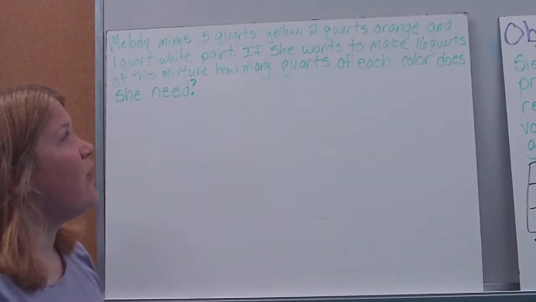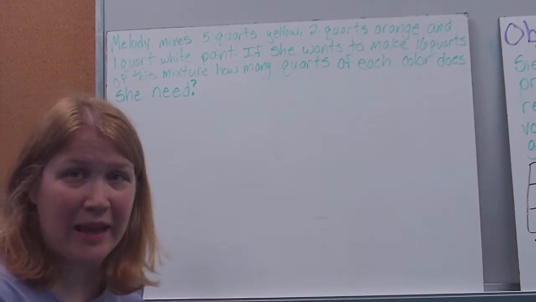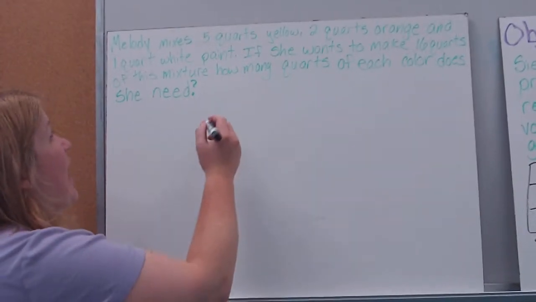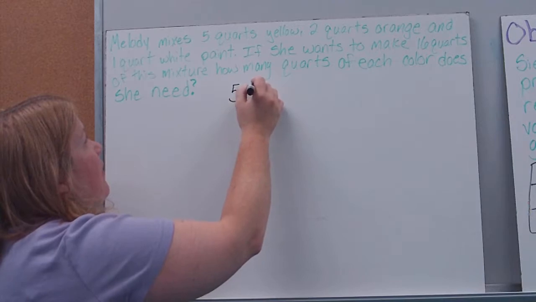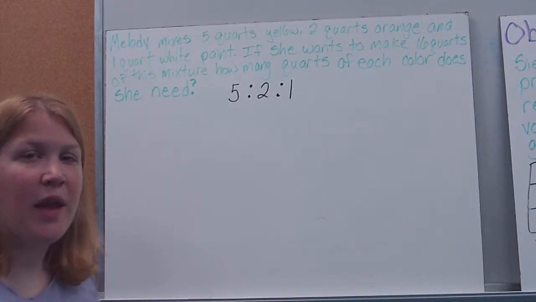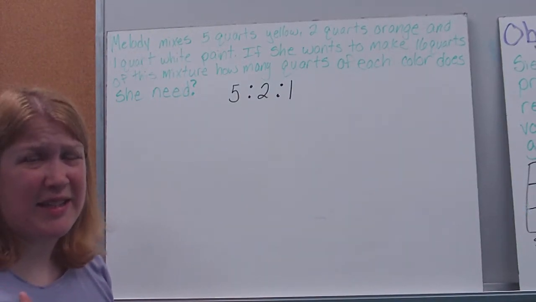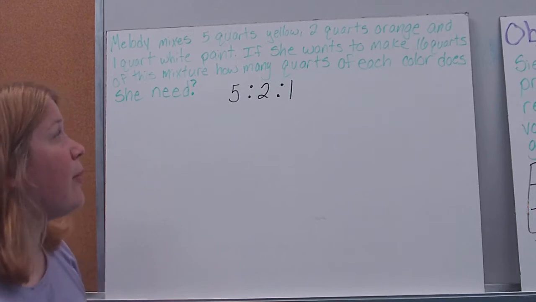Melody mixes 5 quarts of yellow, 2 quarts of orange, and 1 quart of white paint. So what you'll notice here is I actually have 3 different numbers: 5 to 2 to 1 white. I have 3 different parts I need to figure out. So this means it's going to be a multi-step problem, but that's okay, it's not a problem.